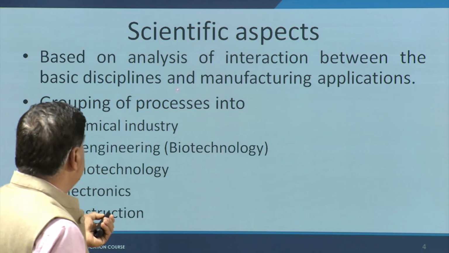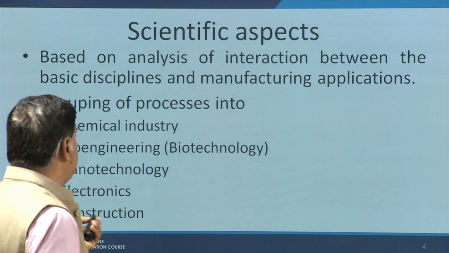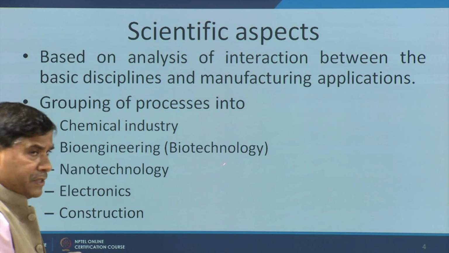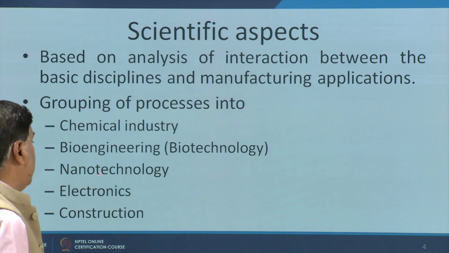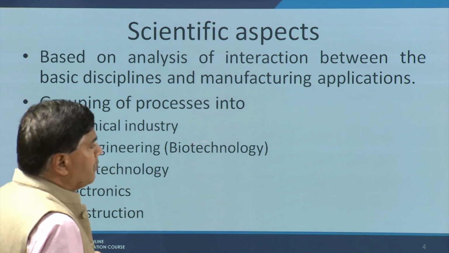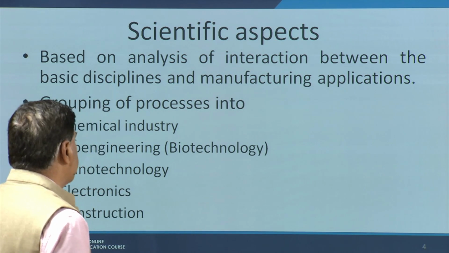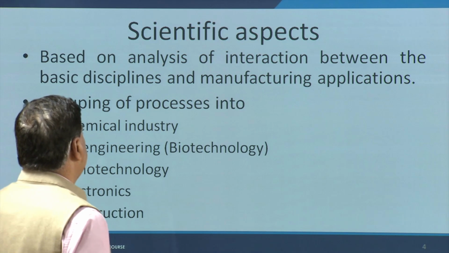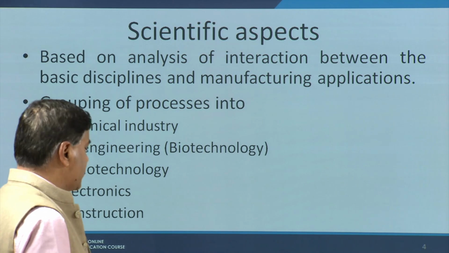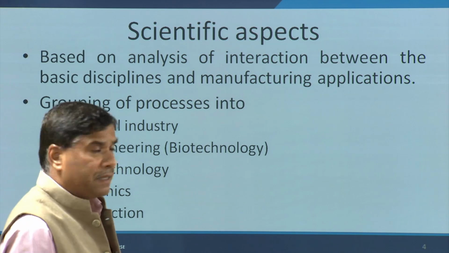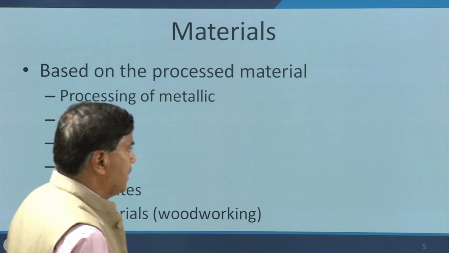So, basic discipline and the manufacturing here, like if chemicals are involved, it is a chemical industry, or if biotechnological aspects are involved, it is bioengineering, or if nanotechnology is used for those processes, using the nano features related with the production or manufacturing of the goods, and similarly for electronics and construction, as per the kind of basic discipline and the manufacturing process involved.